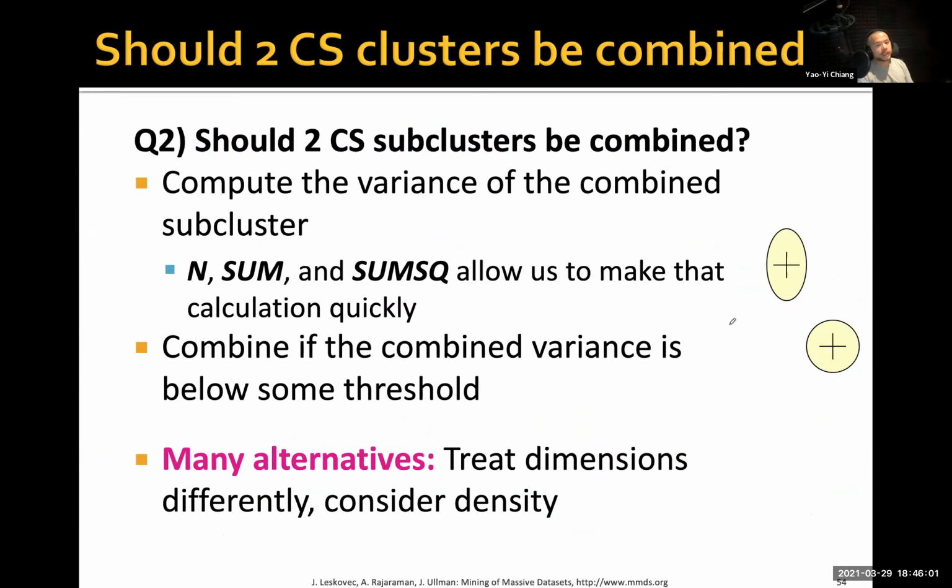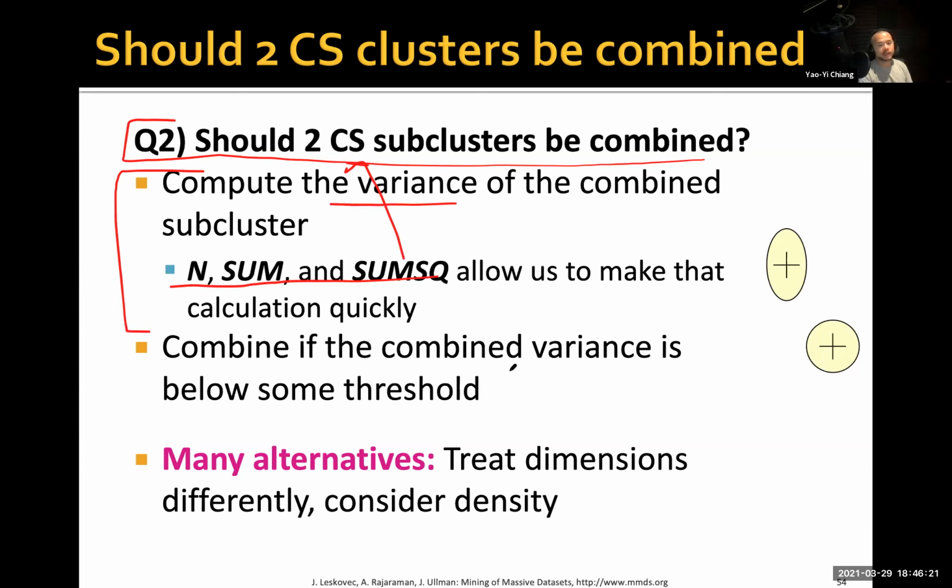So the next question is, how do we combine 2 clusters? Well, when we think about combining 2 CS clusters, we can compute the variance of the combined cluster, right? Because we already have n, sum, and sum square for all the CS. After we combine them, we can calculate the variance. And if the variance is below some threshold, we can combine them. If it's larger than some threshold, we don't want to combine them.